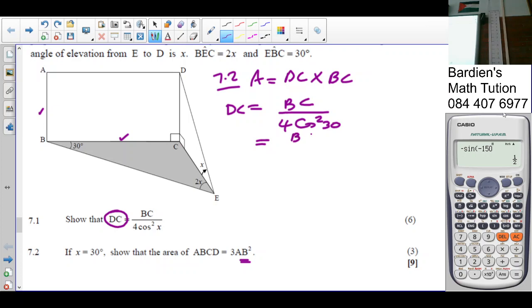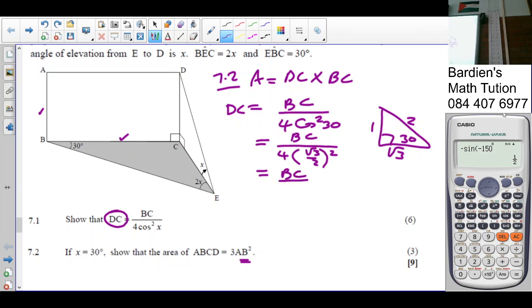Now cos of 30 comes from the special triangle 1, 2, root 3. Cos of 30 is root 3 over 2. So it's 4 times root 3 over 2 squared. In other words, this is going to be BC over 3. So DC should be BC over 3.